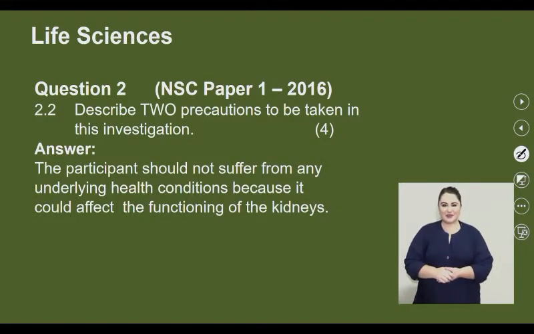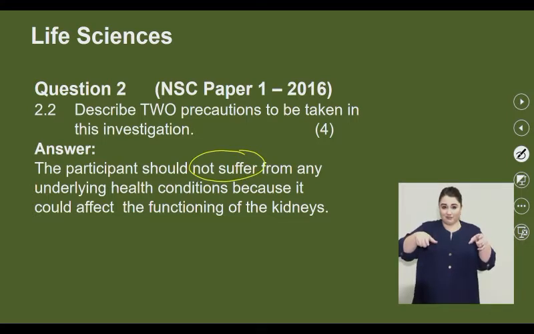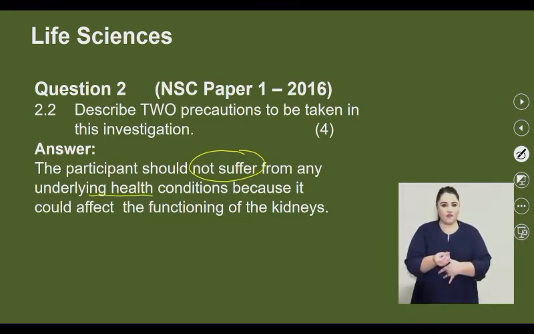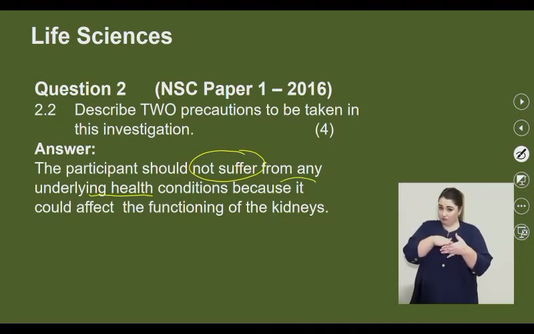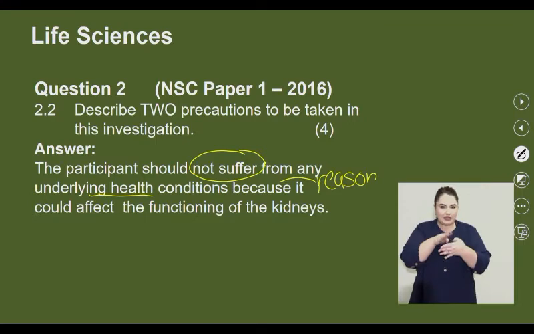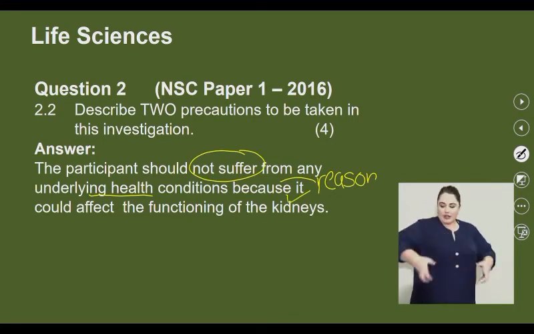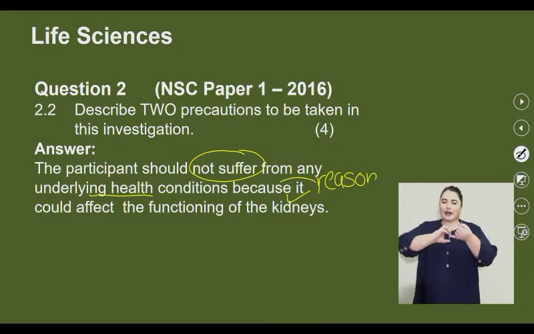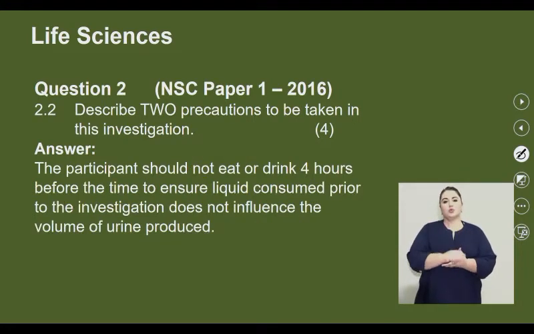First of all, the participants that you are going to use should not suffer from any underlying health conditions because, now here comes the reason. So you always want to give a reason with the statement that you're making. He should not have an underlying health condition. Why? Because it could affect the functioning of the kidneys, and then your whole experiment will be wrong. You can't use these people. It's a precaution.